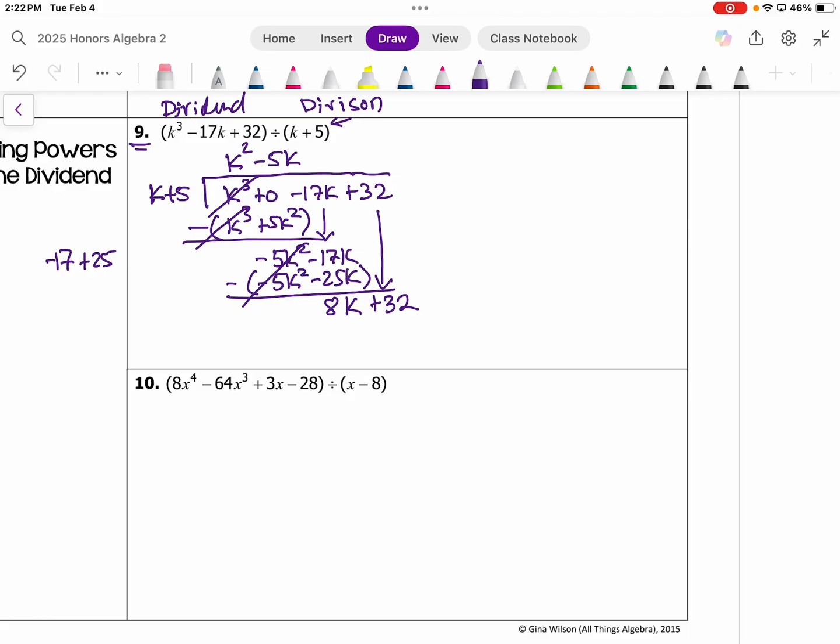I have to multiply k by a positive 8 to match the 8k that's there. 8 times 5 is plus 40. Subtract down. The 8k's cancel. 32 minus 40 is a negative 8. So I'm back to saying negative 8 over k plus 5.